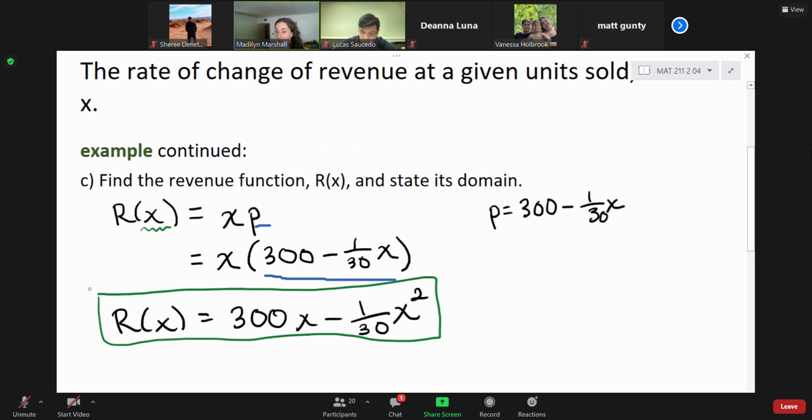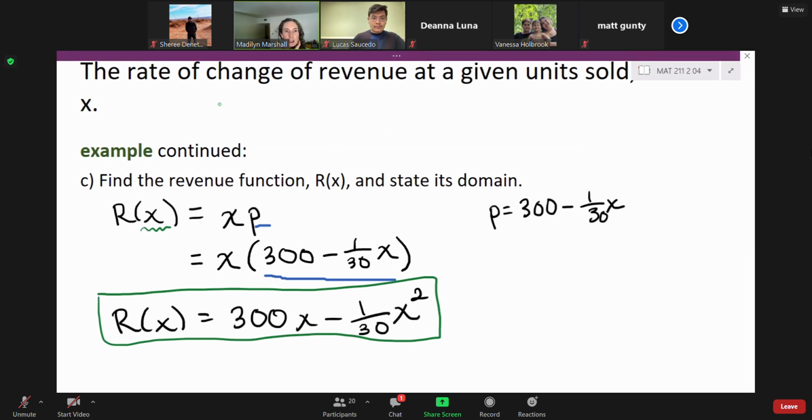So that's our revenue. Whenever we need to find a revenue function, which you will have to throughout this class, we're always going to be taking the number of units we're selling and multiplying it by P, but we need P to be in terms of X. So that's why we did that at the beginning.